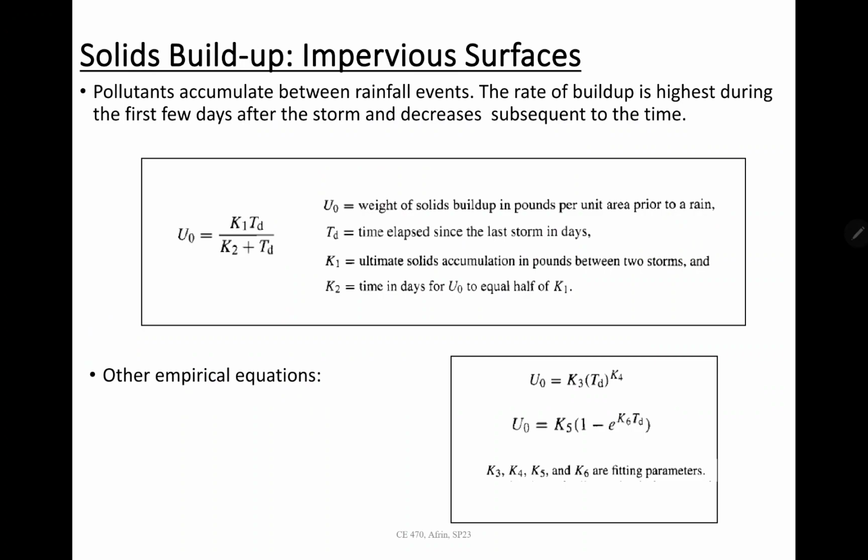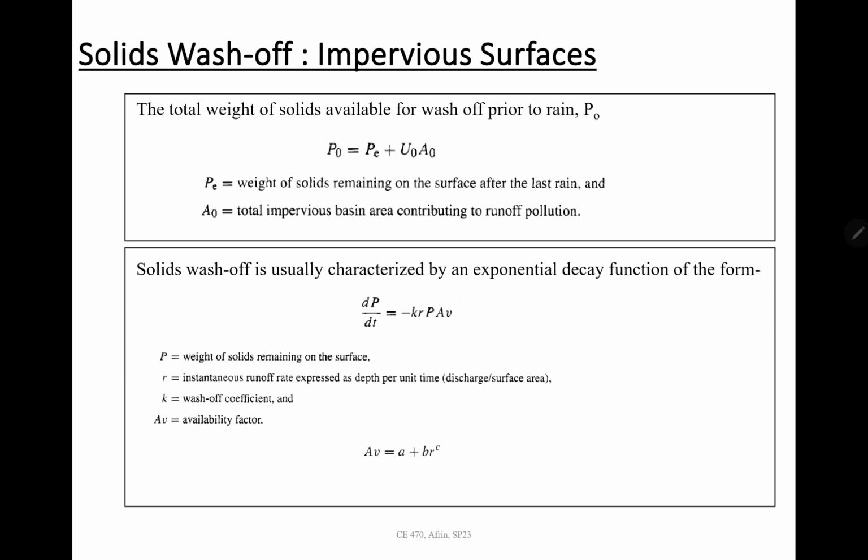There are multiple equations here, so I just listed a few of those. U naught is the weight of solid buildups in pounds per unit area prior to a rain. t is the time elapsed since the last storm in days, because we are calculating the solids buildup in between two rains. And there are a few fitting parameters as well, because those are empirical equations. And once we find out that solid buildup, then the next one is the total weight of solids available for washoff. Again, there are some constants.